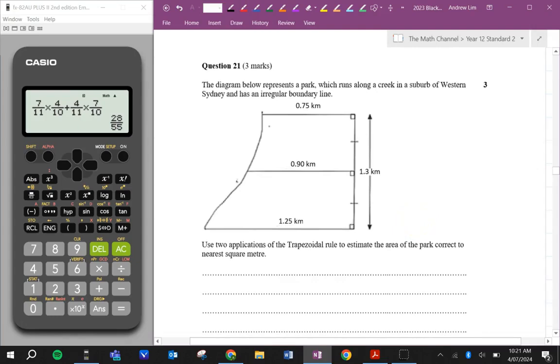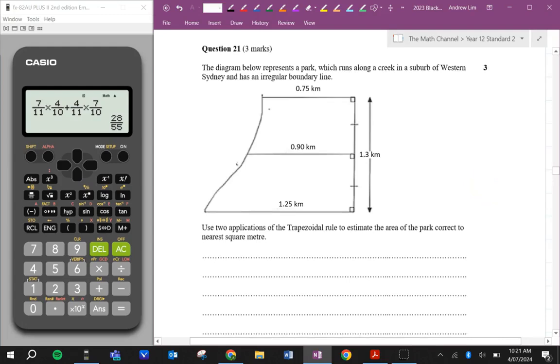Question 21. The diagram below represents a park, which runs along a creek in a suburb of Western Sydney and has an irregular boundary line. Use two applications of the trapezoidal rule to estimate the area of the park correct to the nearest square meter. So because this is 1.3, half of that is 0.65, so that's 0.65 and that's 0.65. Okay, just 1.3 divided by 2.